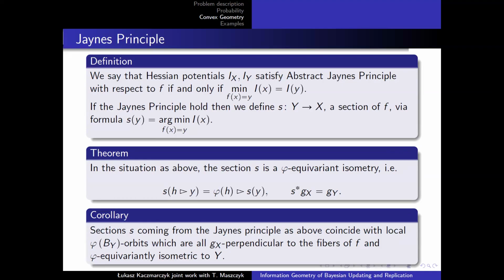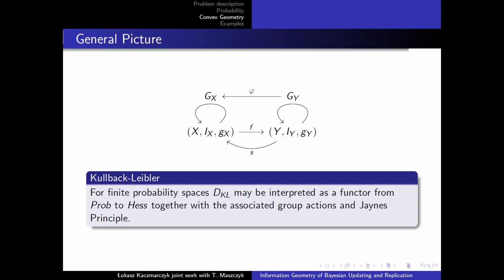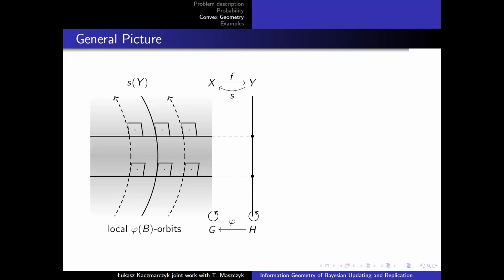Okay, and these sections S coming from James' principle exactly coincide with the local orbits of our before mentioned group, and because of that, they are again all perpendicular to the fibers of F and equivariantly isometric too. Why? I am really thankful for the picture that my supervisor managed to create. I don't think I would be able to do something as good as he did in LaTeX.